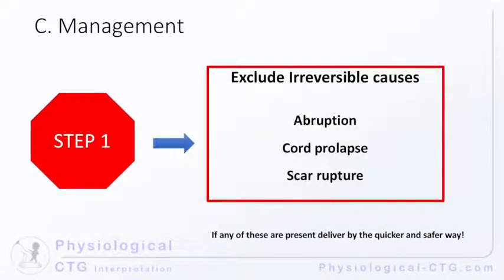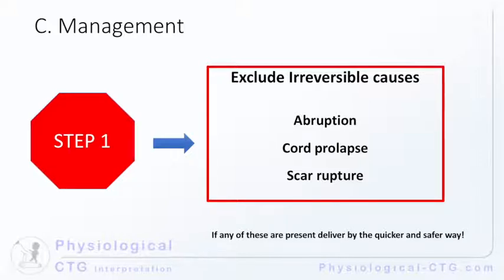Let's present a management algorithm so you can work step by step, starting by excluding the irreversible causes: abruption, cord prolapse, or scar rupture. So always take into account the patient and the overall circumstances. Is there a history of a previous cesarean section or myomectomy? A recent artificial or spontaneous rupture of membranes with a high presentation? Or do you have any signs of abruption, like bleeding?